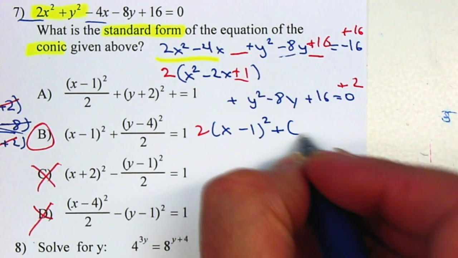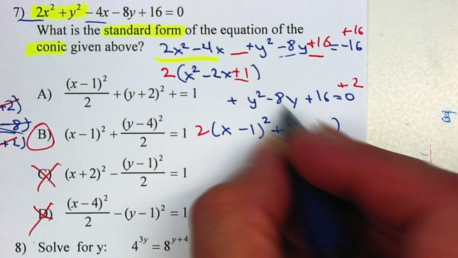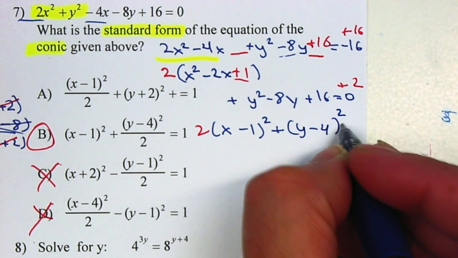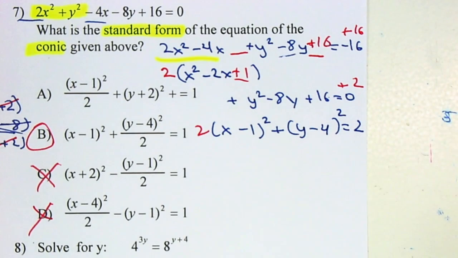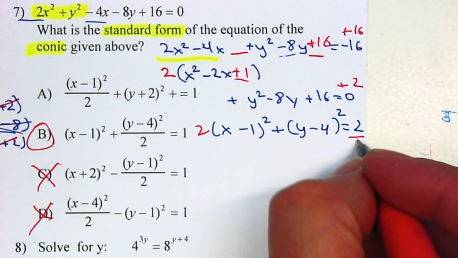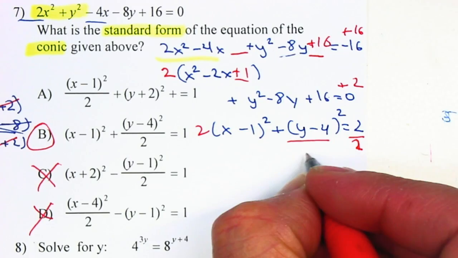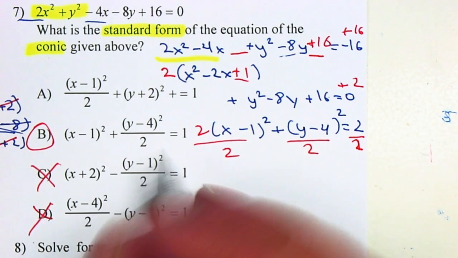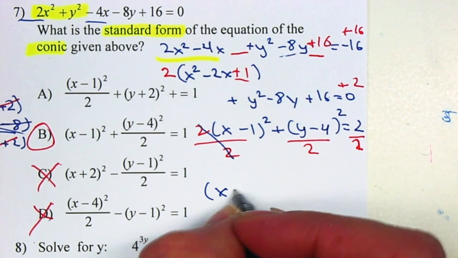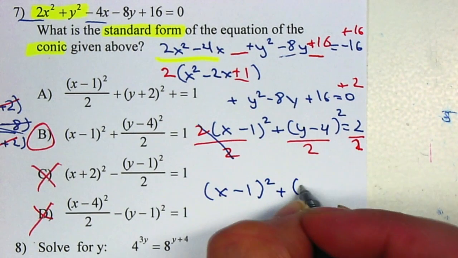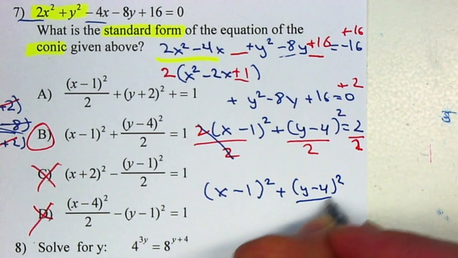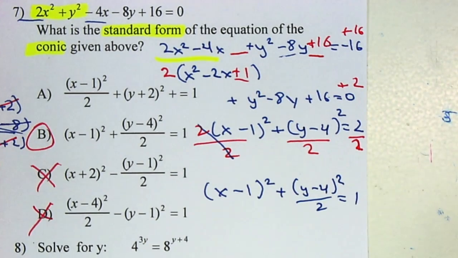Going to factor this out gives me y, and that'll be negative 4 squared is equal to 2. Then because it is an ellipse, I want to be able to divide by 2 so I can make it equal to 1. Those two cancel, so I just have x minus 1 squared plus y minus 4 squared over 2 is equal to 1. And correct. Your answer is B.